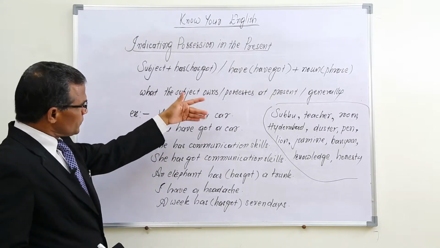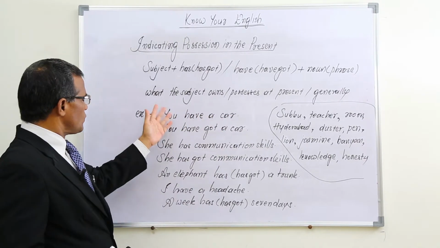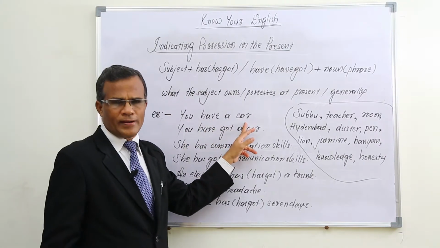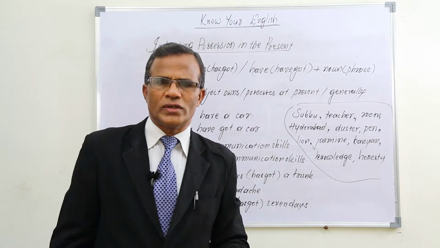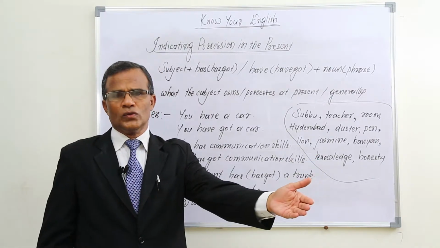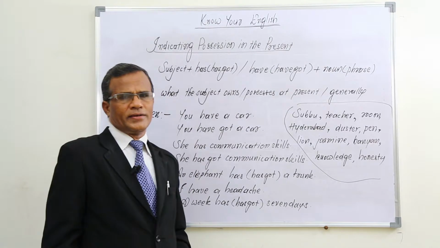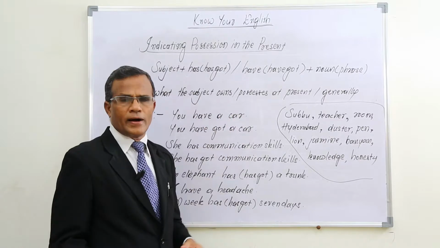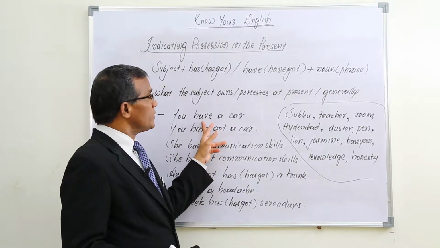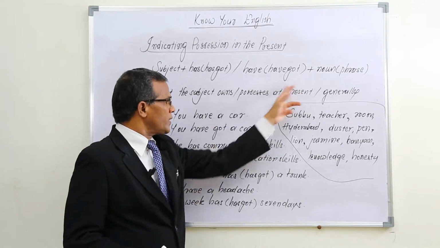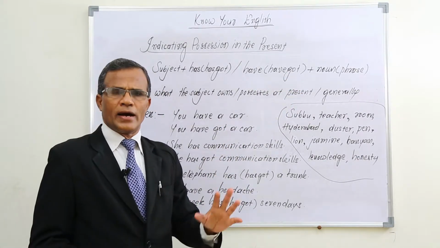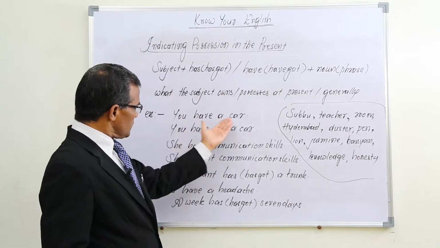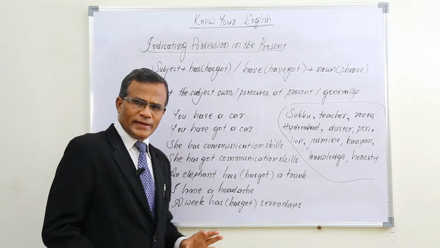Now you see the condition of this one, subject you is there. What it possesses at present? A car. You have a car means at present that person you has got a car. He possesses a car. He owns a car. To show that, we use you have a car. And the same can also be said, you have got a car. Both are the same, both are giving the same meaning.